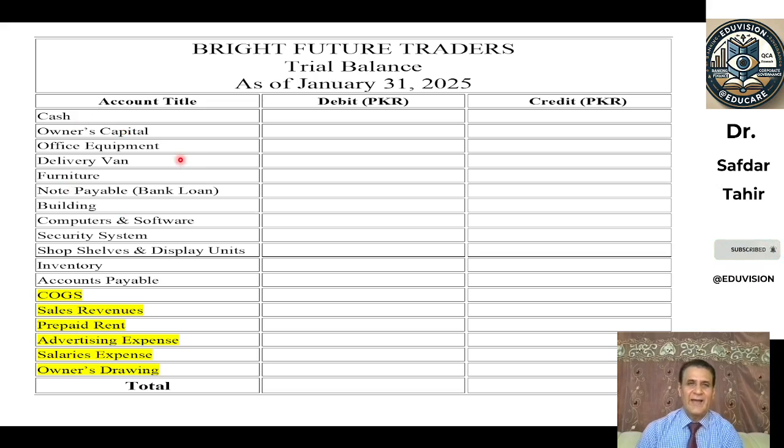But certainly we go back and look at the different ledgers. These are the previous ledgers. Again, in the second phase, we add some more accounts: cost of goods sold, sales revenue, prepaid rent, advertising expense, salaries expense, and owner's drawing. Simply copy from their ledgers and paste here in front of these accounts. If it is a debit, it goes here, and if it is a credit, then here, and then make the totals.